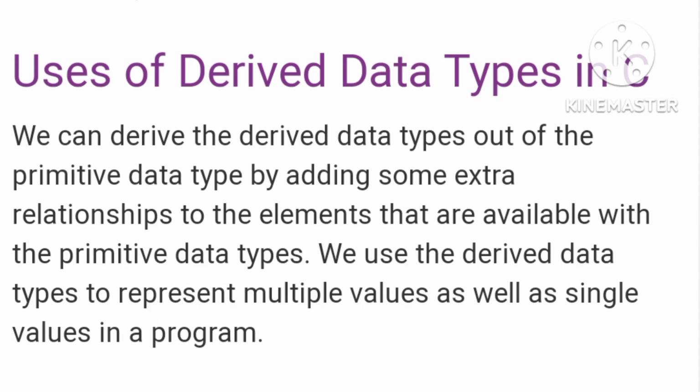And next, uses of derived data types in C. We can derive the derived data types out of the primitive data types by adding some extra relationships to the elements that are available with the primitive data types. We use the derived data types to represent multiple values as well as single values in a program.